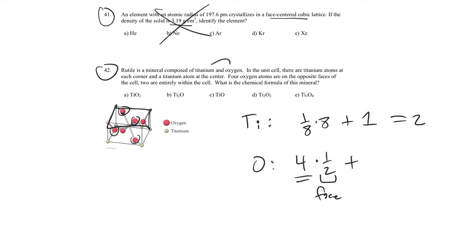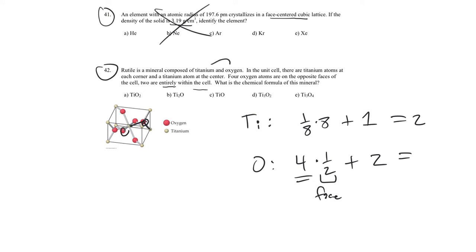And then it says there are 2 entirely within the cell. And it's hard to picture. This isn't the best picture in the world. But if we're picturing the 2 that look like they're in the cell, I think it's this one and this one. They look like they're hanging out within the cell. It might actually be this one. It's really hard to see in the cell. But there's 2 O's that are totally in the cell.